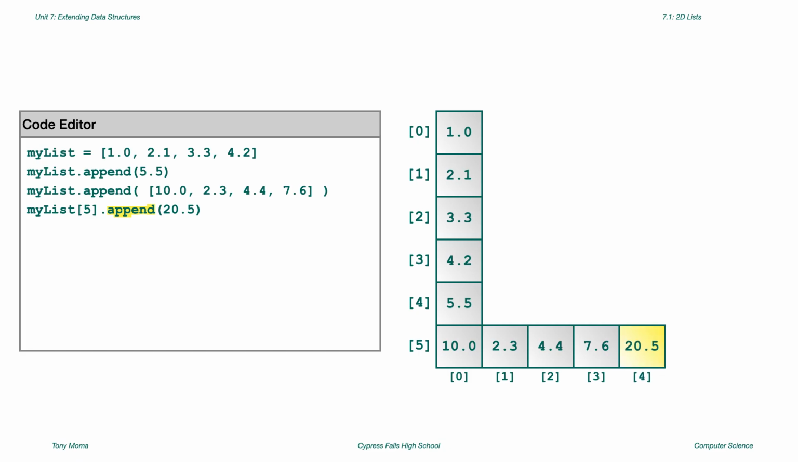Now, be aware, typing mylist[5].append is not the same thing as simply typing mylist.append. When I simply type mylist.append, that means I'm asking to add a value to the main list. So in this case, 20.5 would be added to index 6 of the main list. It would not get added to the inner list.